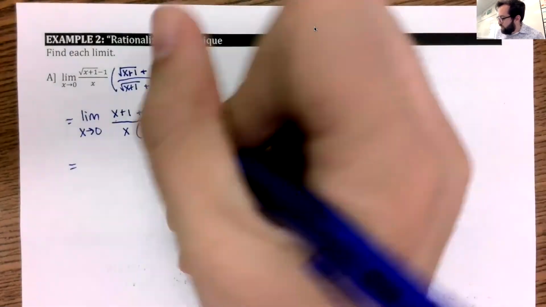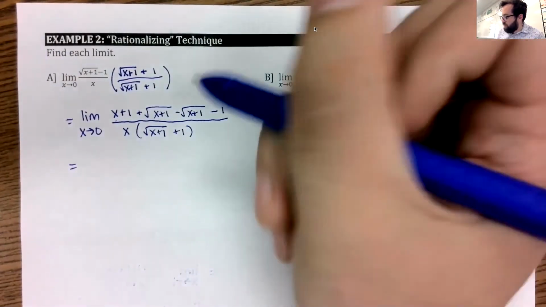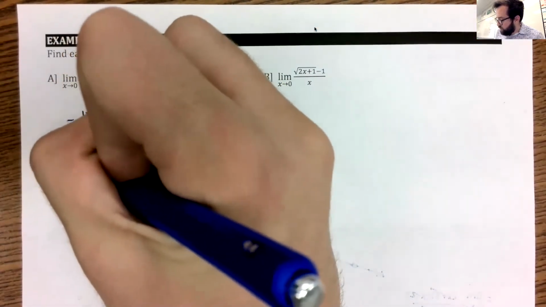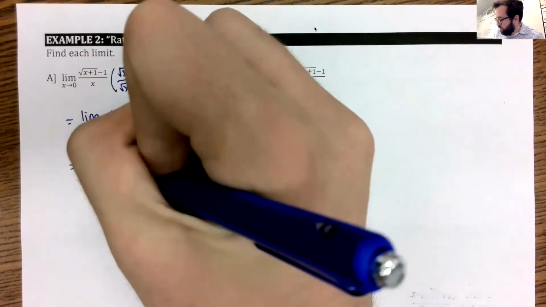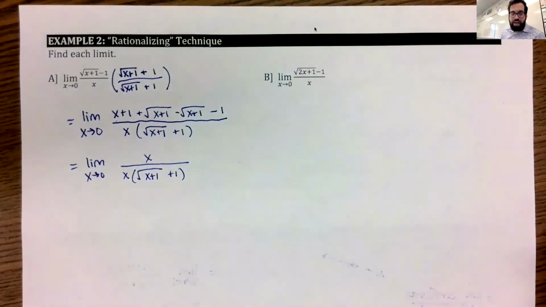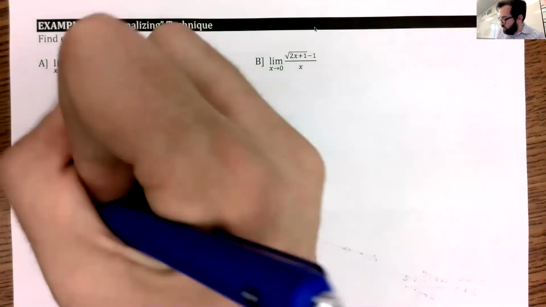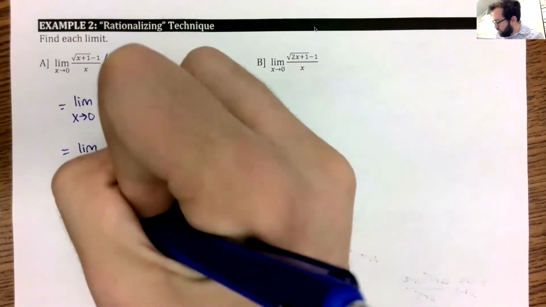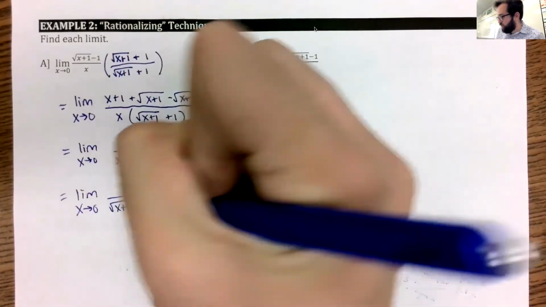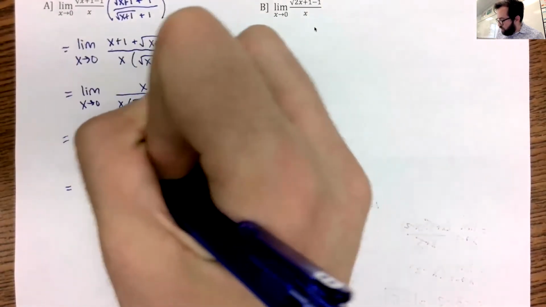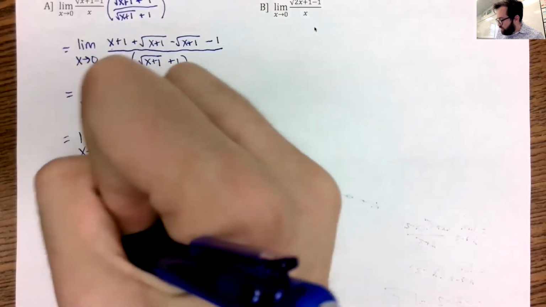And now on top, a lot of nice things are going to happen. The square roots cancel and the +1 -1 cancel. So we just get the limit as x approaches 0 of x over x times the square root of x plus 1 plus 1. And now you can see why we left the bottom factored, because the x is canceled. So we get the limit as x approaches 0 of 1 over the square root of x plus 1 plus 1. And now we can successfully plug in 0 for x. And we end up with 1 over the square root of 1, which is 1, plus 1. So 1/2.